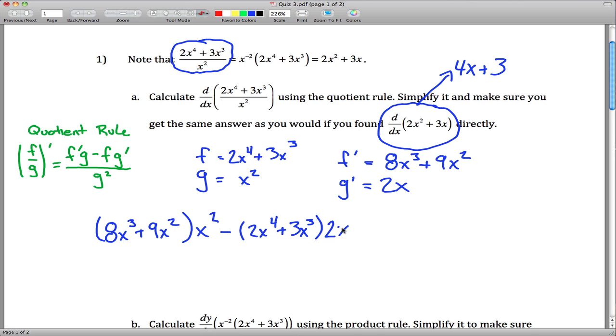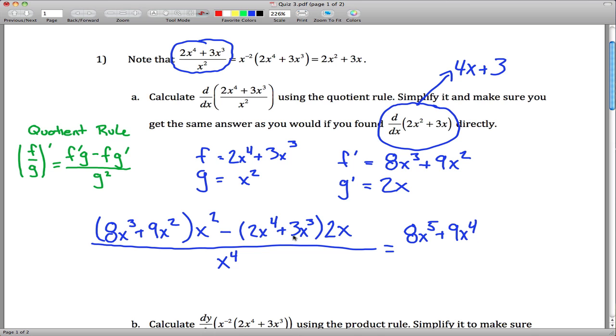And g prime is 2x. This entire thing gets divided by g squared. G is x squared, and x squared squared is x to the 4th. This doesn't yet look like this, but hopefully if we simplify a little bit, distribute that x squared through, you get 8x to the 5th plus 9x to the 4th.